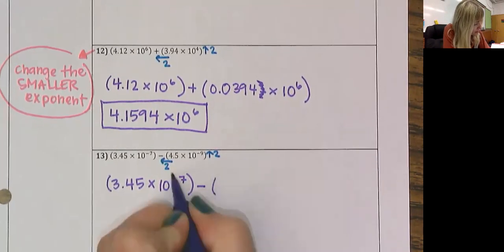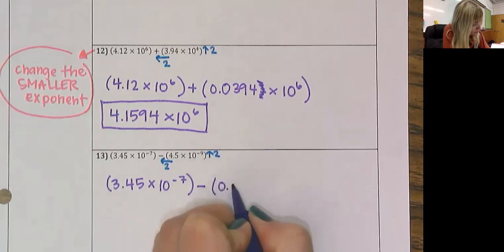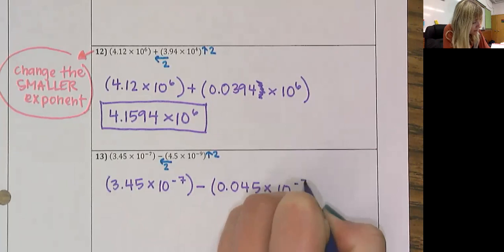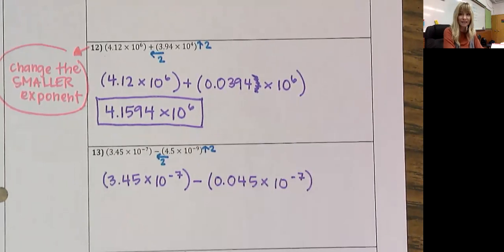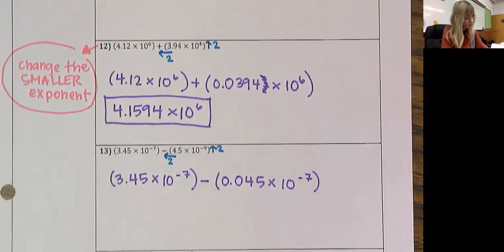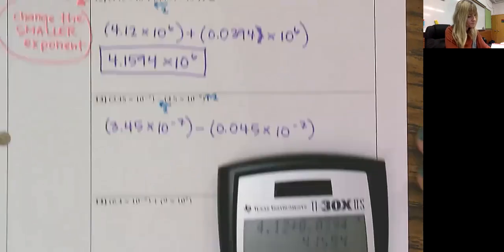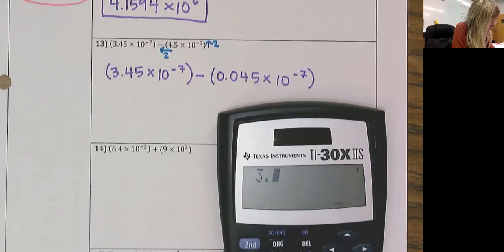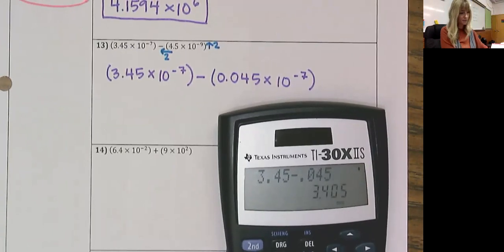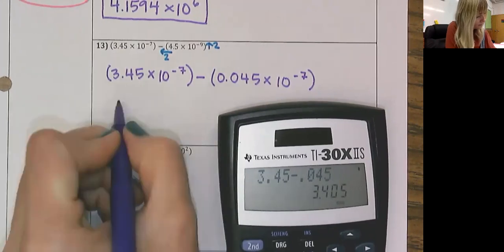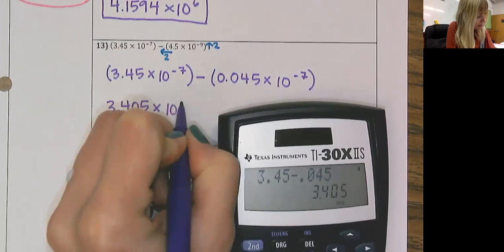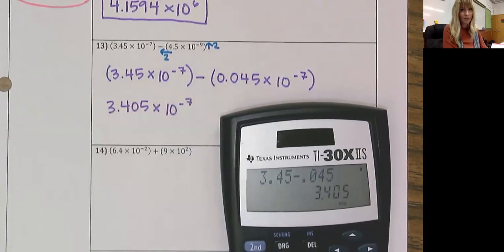So if I make this go left 2, that's 0.045. And now this is 10 to the negative 7, which is exactly what I wanted, because now my powers of 10 are the same. So now I can just go 3.45 minus 0.045. Now I'm just subtracting the decimals. 3.405, and I get to leave it 10 to the negative 7.